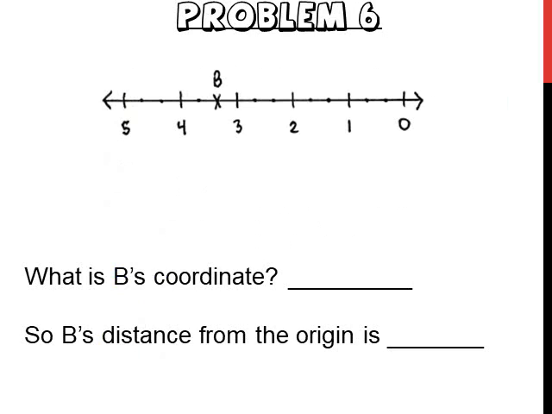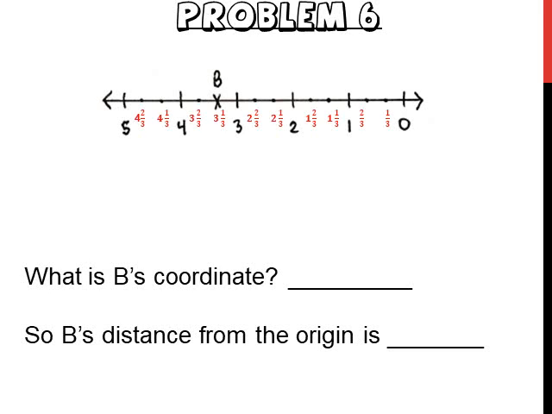Problem 6 is a horizontal number line. This one's interesting because it looks like it's going backwards. It goes 5, 4, 3, 2, 1, 0. So you know that between 0 and 1, you're going to have fractions. Because you have two little dots there and then you have the 1, you're dealing with thirds. So let's go ahead and break this up into thirds.